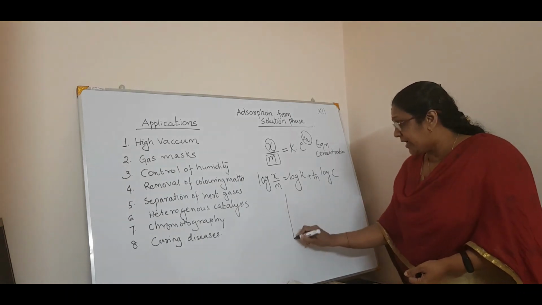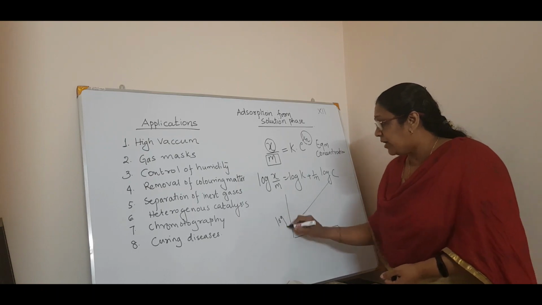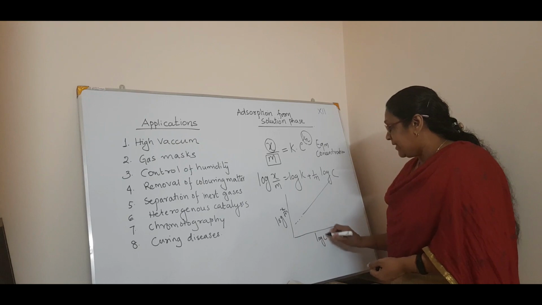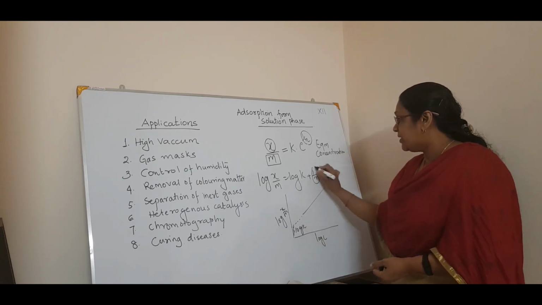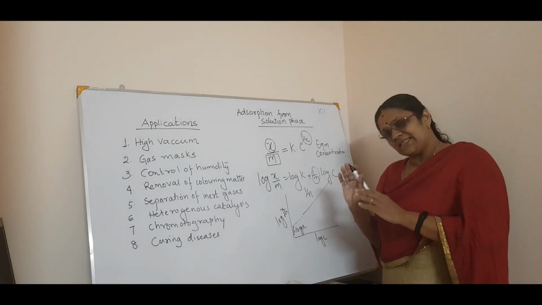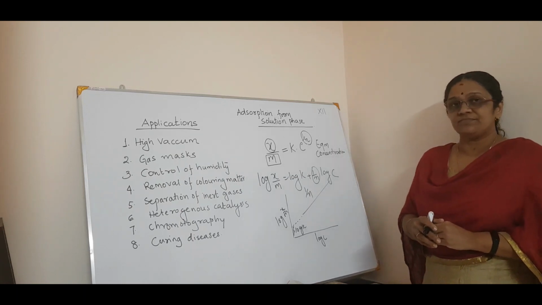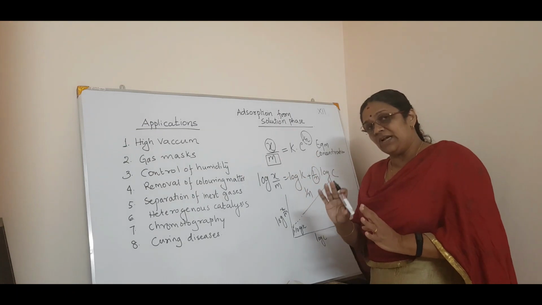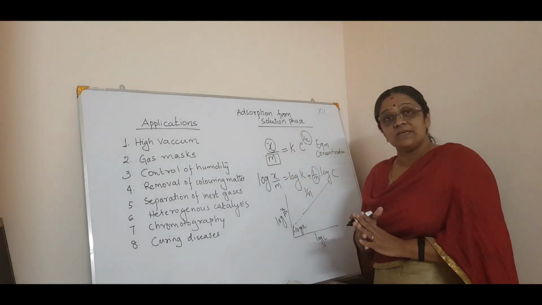If you plot a graph, you will get the same graph. Here it is log x by m against log C. The intercept is log k and the slope is 1 by n. So it is exactly the same as what you have seen in the Freundlich isotherm. If you know the Freundlich isotherm, this adsorption from solution phase is very easy.